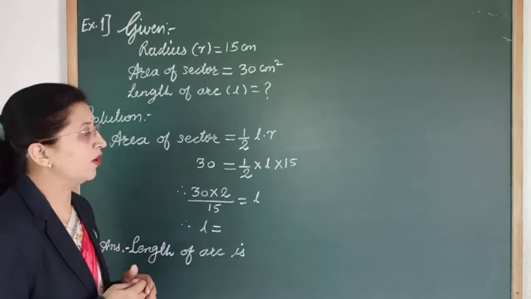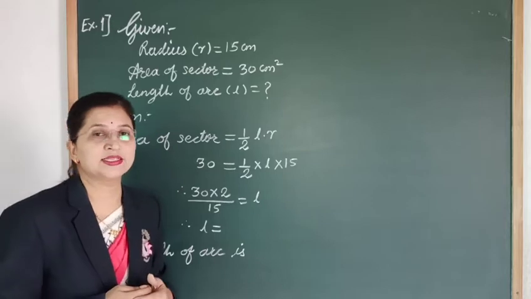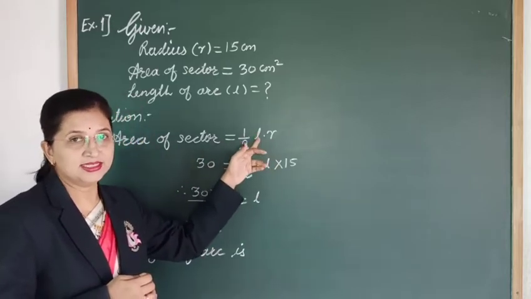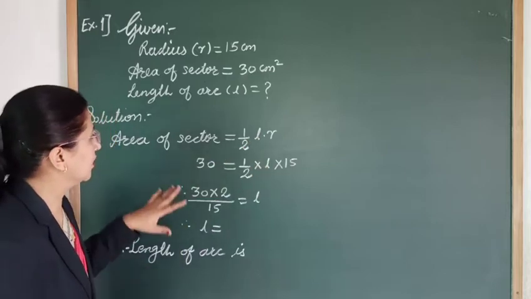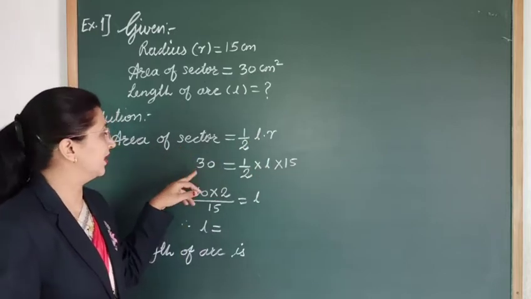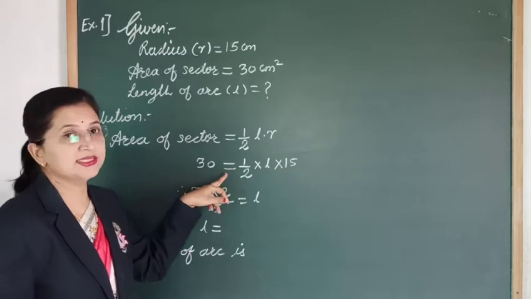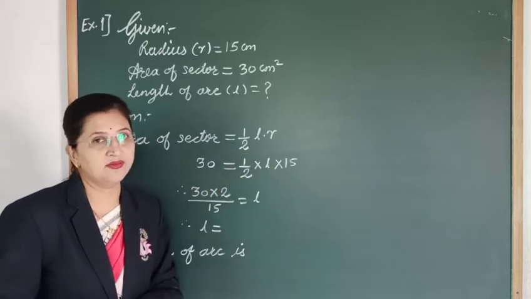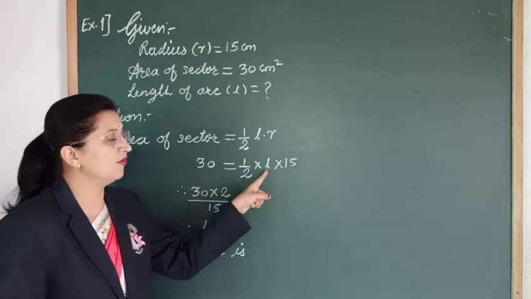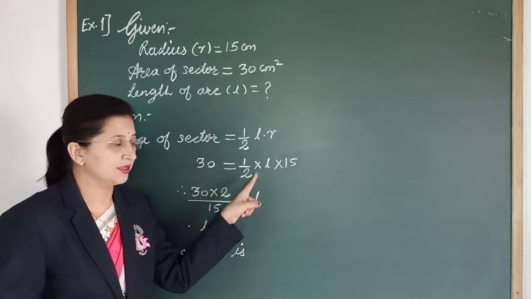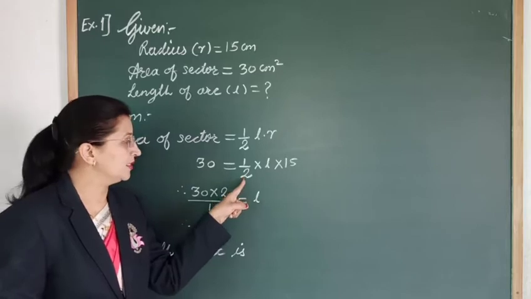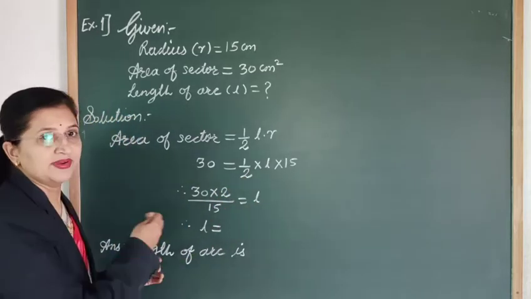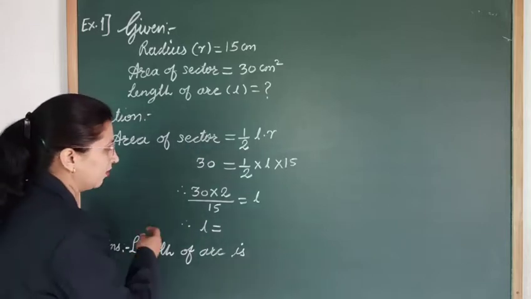Okay, so we have the formula: area of sector is equal to 1 upon 2 into L into R, where L is the length of arc. Here the area of sector is given, that is 30 square centimeter, is equal to 1 upon 2 into L, which we don't know, into the radius 15. Here we want to find the value of L, so keep the L here itself. 2 is dividing, it will multiply, and 15 is multiplying, it will divide, as we transfer to the opposite side. Okay, now let's solve this.